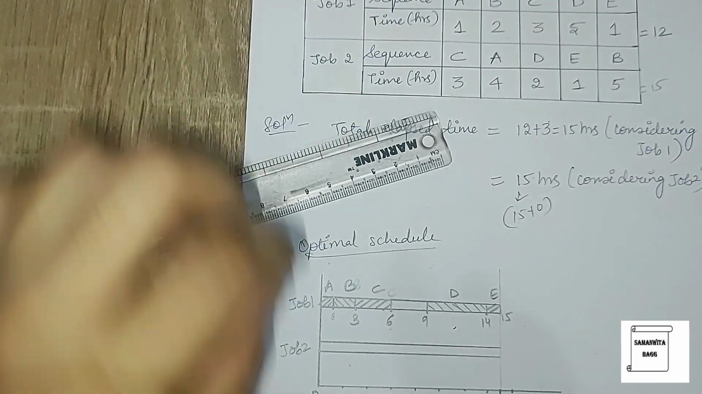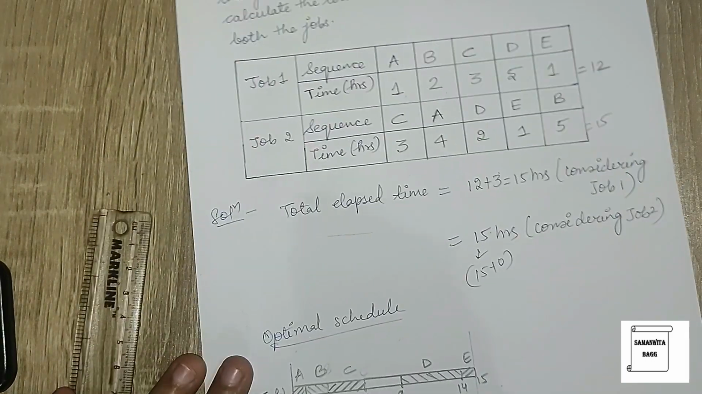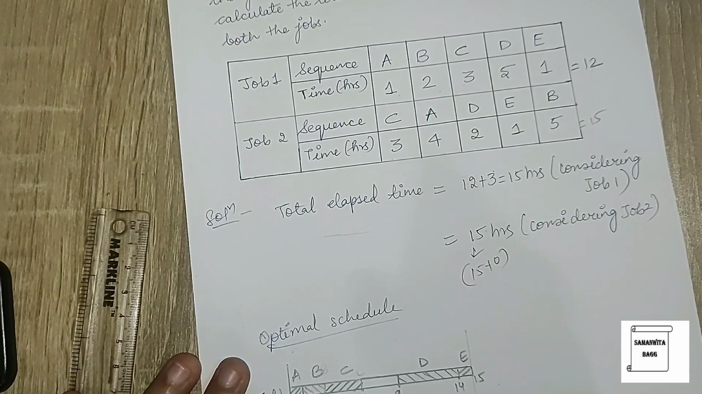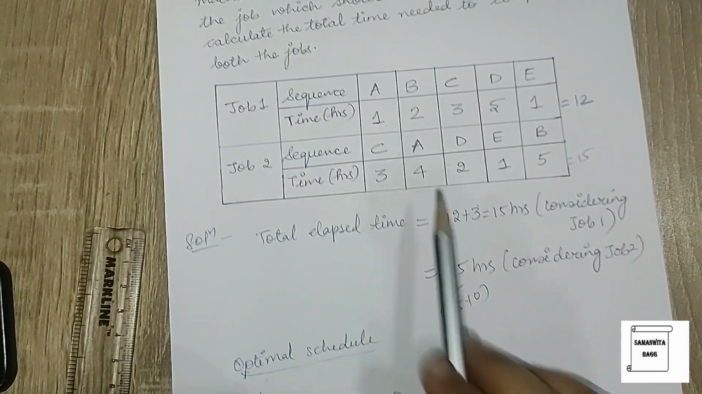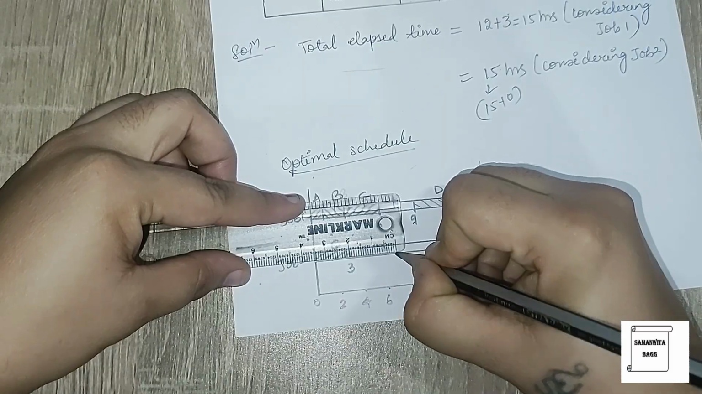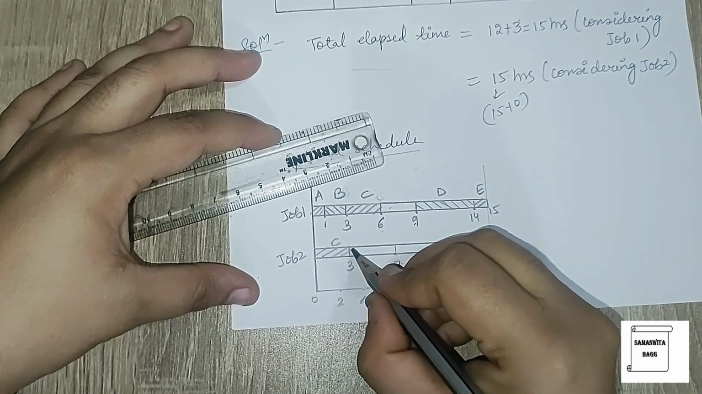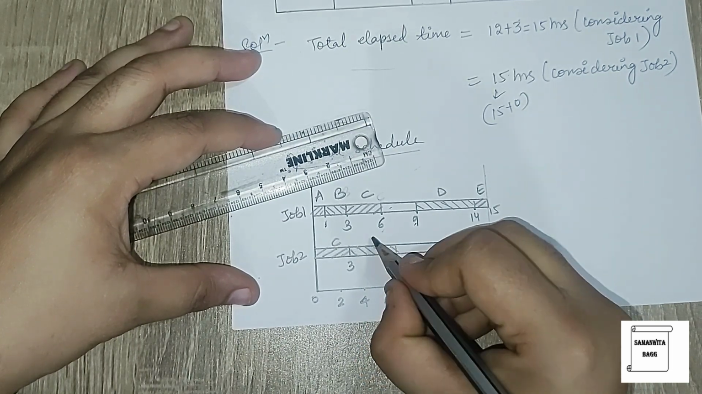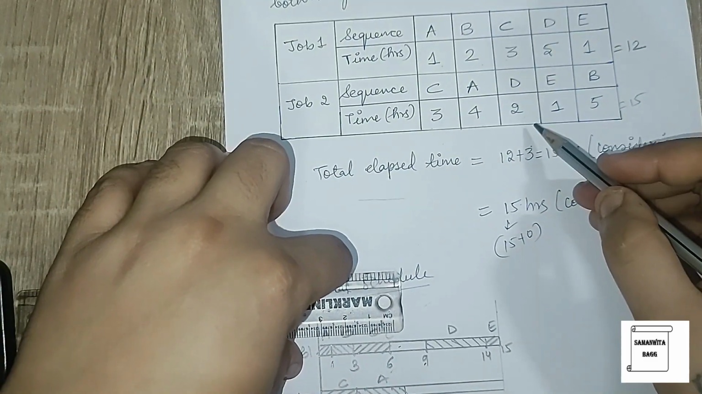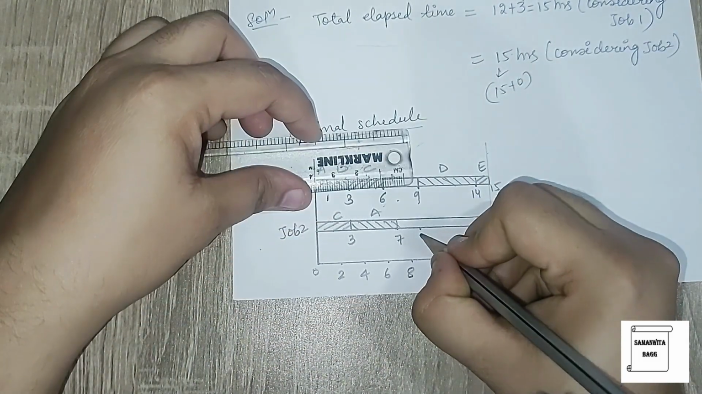Now when you go for job 2, it starts with C, which is at 3. So this is C, 3. Then A is having 4 hours. So you'll add 4. So this goes up to 7. This is 7. This is A. Next, D is 2 hours. So I will add 2 hours to this. So this goes up to 9.